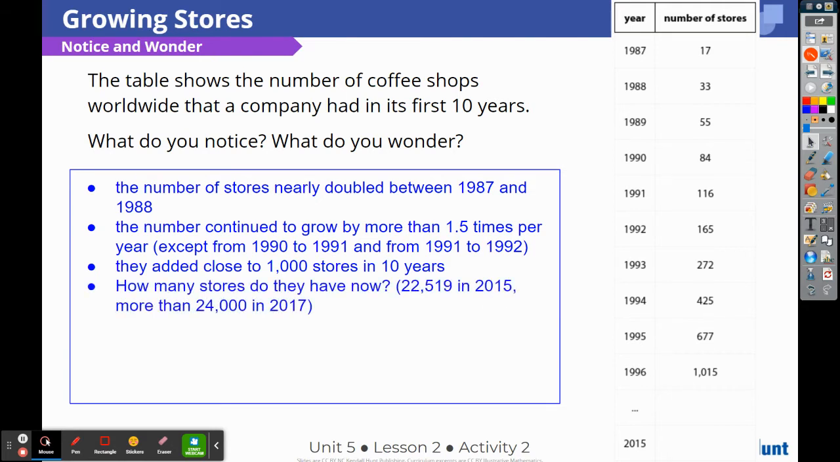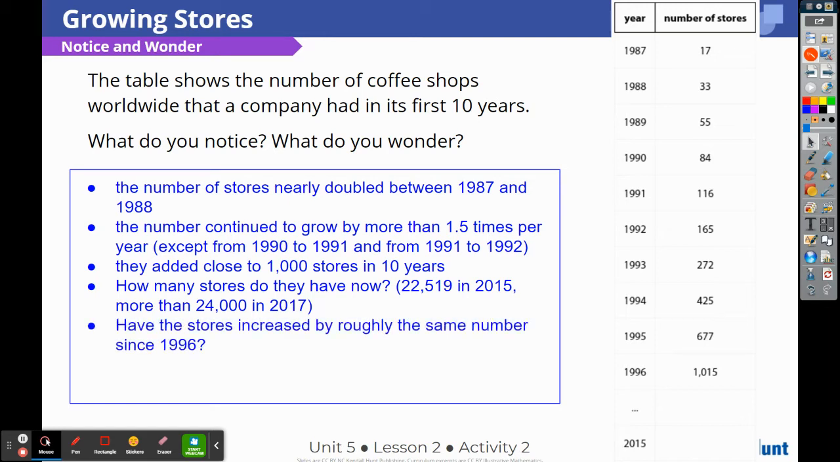You might have wondered how many stores they might have in 2015. That spot was left blank, and if we continued that trend of 1.5 times each year, we would have ended up with about 22,519. And then 24,000 in 2017.